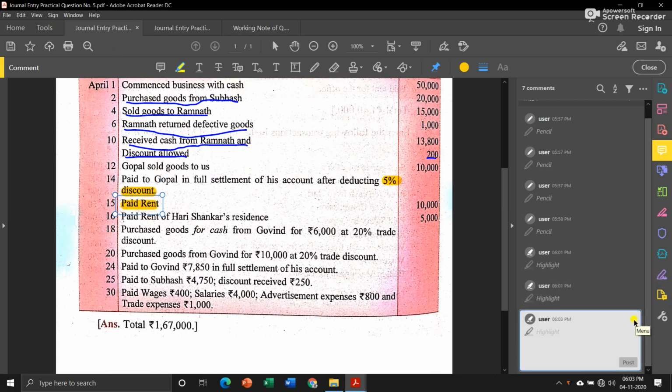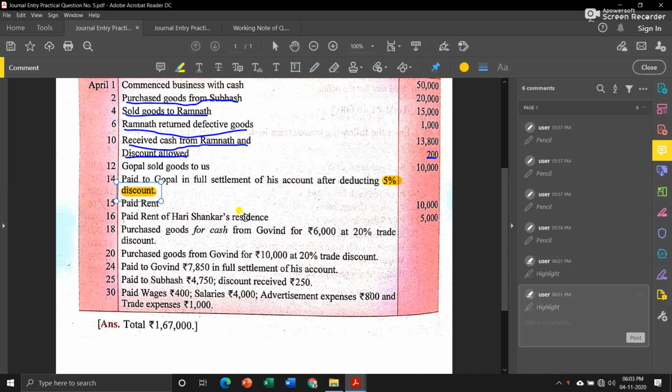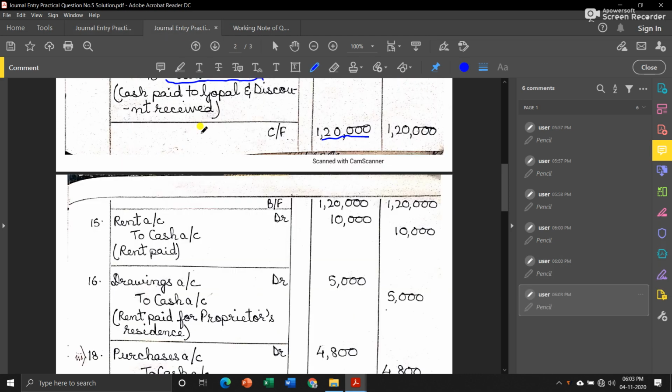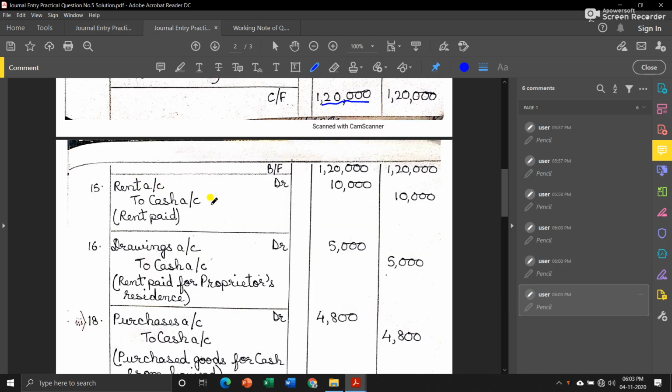Then now next transaction, it is simple. Paid rent means two accounts involved are rent account and cash account. So our journal entry will be rent account debited to cash account, rupees 10,000.